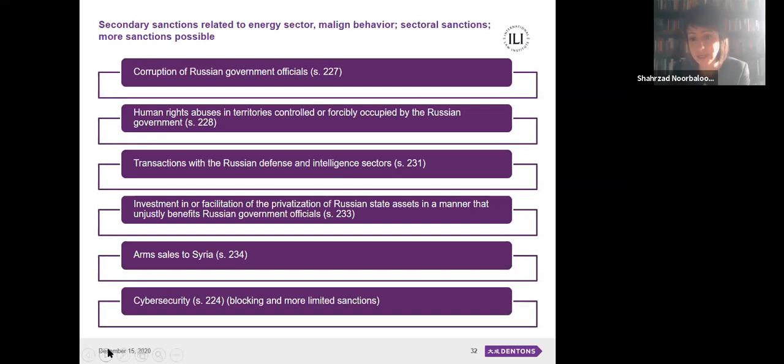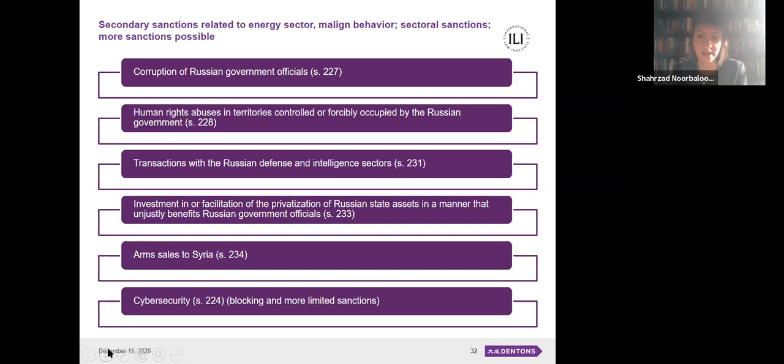As Peter alluded to, Sections 226 and 228 of CAATSA are the only two provisions in the Ukraine-Russia related sanctions that apply to all transactions involving Ukraine-Russia-related SDNs. All of the other U.S. secondary sanctions provisions are more limited. So I will outline some of the most relevant secondary sanctions in a bit more depth.